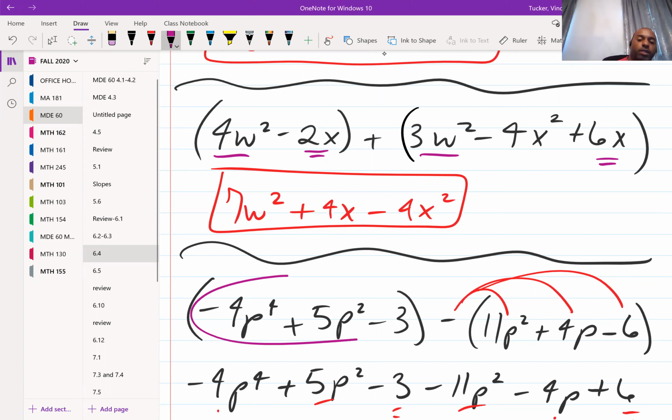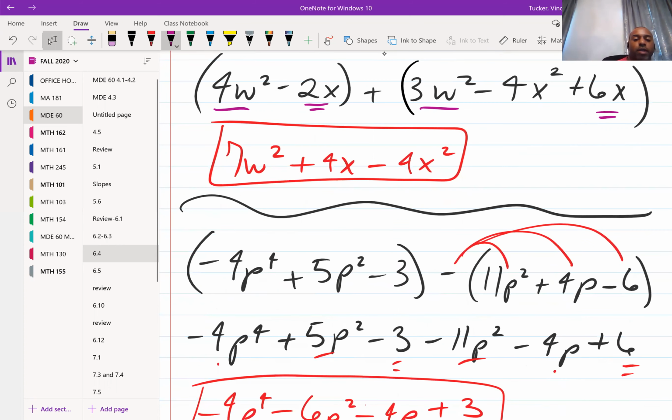The first set of parentheses is not affected, but every sign in the parentheses that follow has to be changed. So if I were to write it all out, I have negative 4p to the fourth plus 5p squared minus 3. Like I said, all of those signs are the same. Now we have minus 11p squared minus 4p plus 6. Any problems with that transition once we distribute our negative sign?